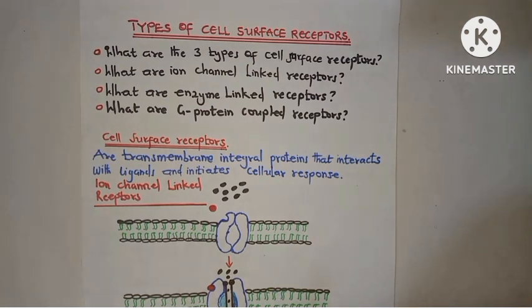The first type of cell surface receptors is what we call the ion channel linked receptors. As the name suggests, this receptor is linked to an ion channel protein that allows the movement of ions through the plasma membrane. So these are the ions here, and this is the channel. When this ligand binds to this channel, the channel gets open so that these ions here can pass through successfully.